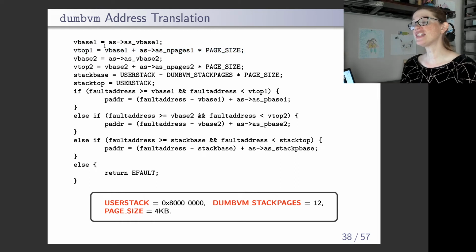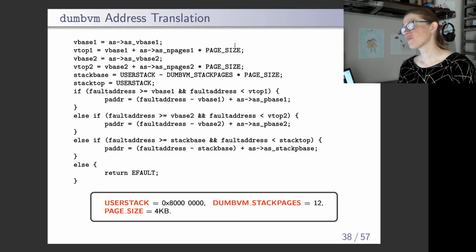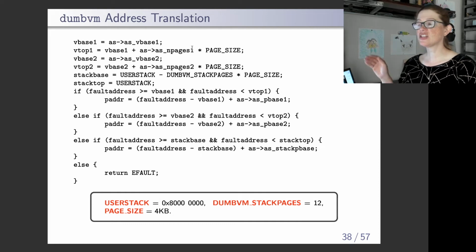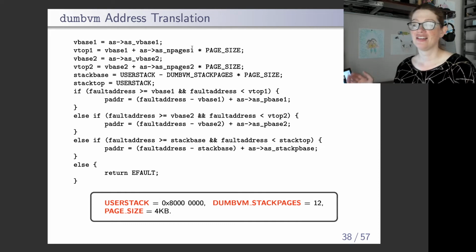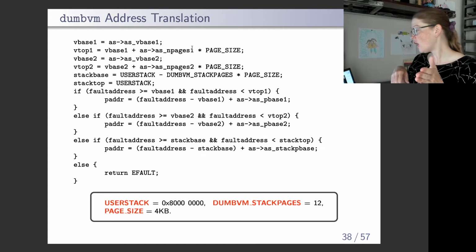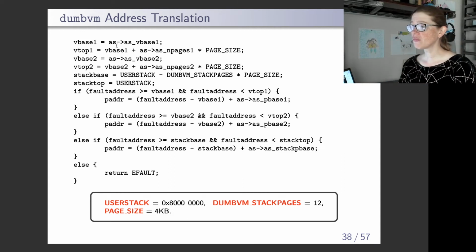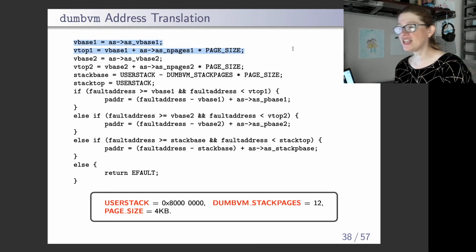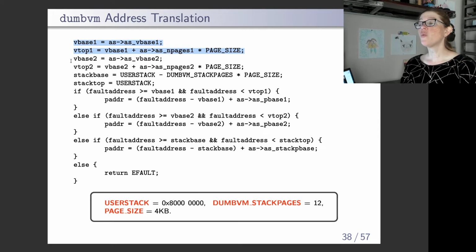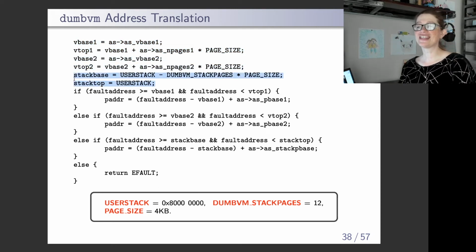And the high address is found by adding the base address to the page size multiplied by the number of pages. So that's going to give you the limit. So we've got the base, the low, and we've got the high. So we get that for the code segment, which is base 1 and top 1. We get that for the data segment, and then we're also going to compute it for the stack segment.